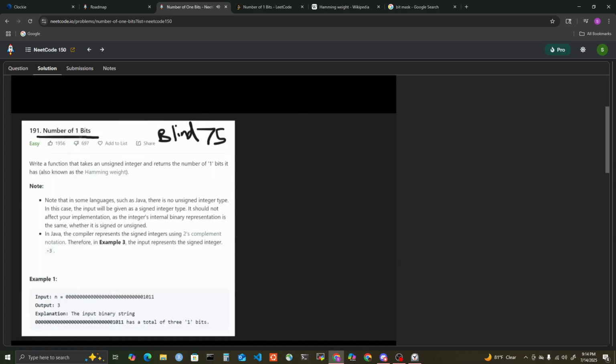Okay, so now let's get into it. We are told to write a function that takes in an unsigned integer, which isn't really important for this problem because all we want to do is count the number of 1 bits that it has. So the concept is pretty simple. When you take a look at this number, we can see it's made up of zeros and ones, and we just want to count how many ones it has. Clearly it has 1, 2, 3, so we can return 3.